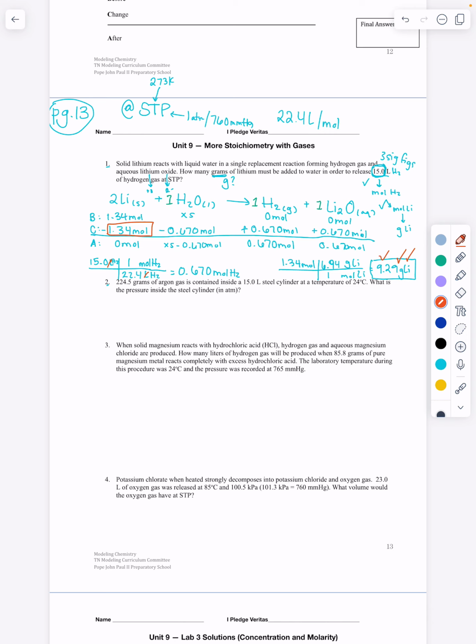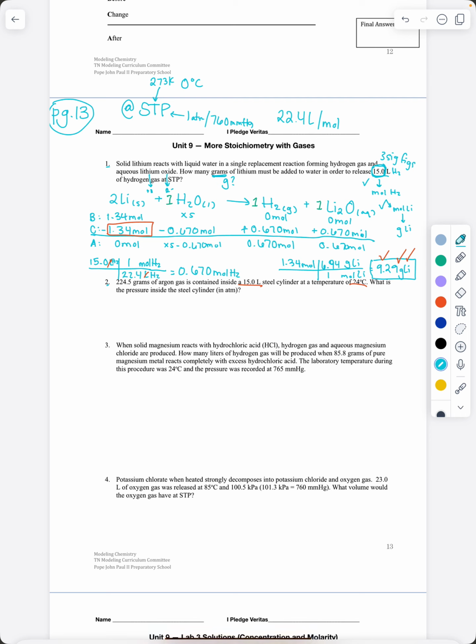Here we have 224.5 grams of argon gas contained inside a 15-liter steel cylinder at a temperature of 24 degrees Celsius. What is the pressure inside this steel cylinder? Okay, so the first thing that you want to notice is that these conditions are not at standard temperature and pressure. So my standard temperature is 273 Kelvin, which if I were to write that in degrees Celsius, it would be 0 degrees Celsius. But this is 24 degrees Celsius.